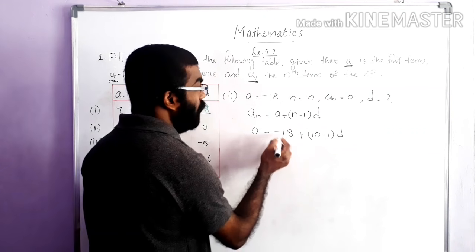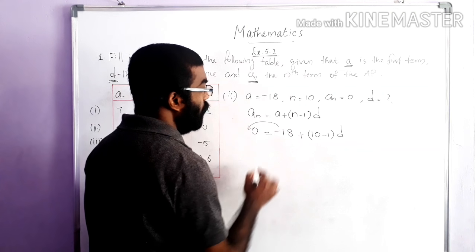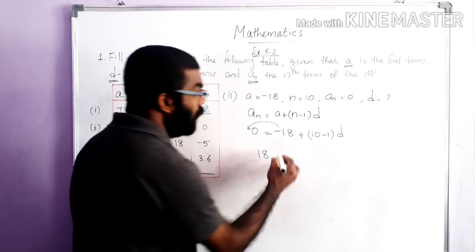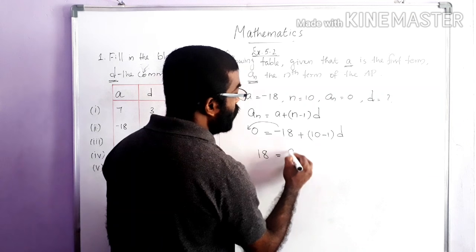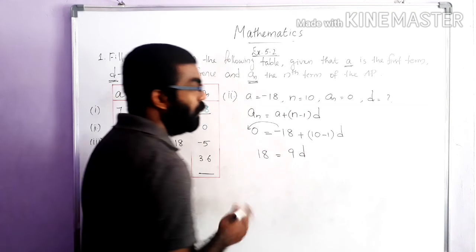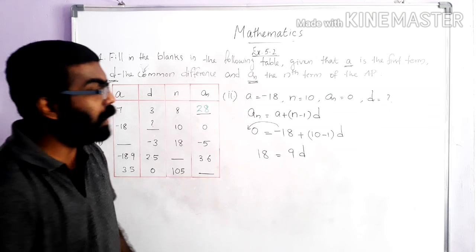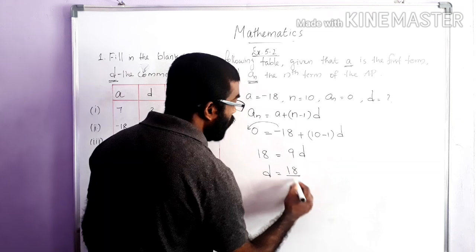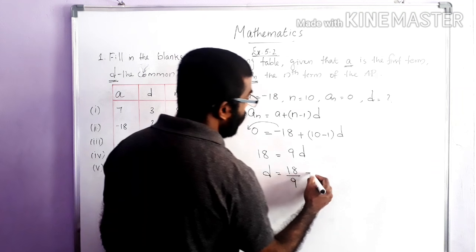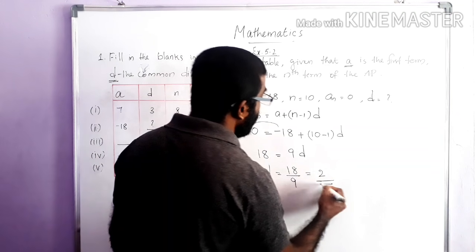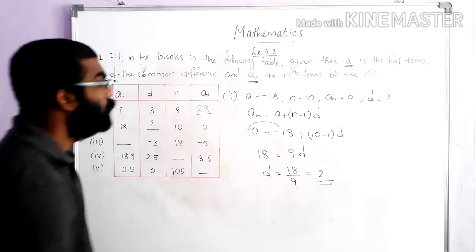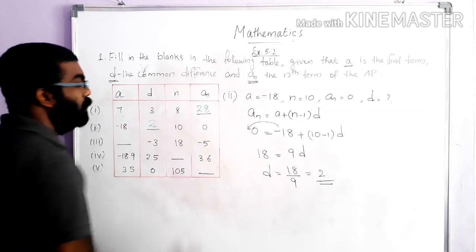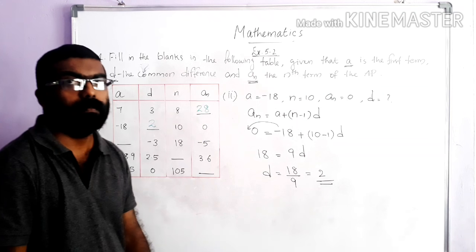Now minus 18 we can take to the left side, it becomes plus 18. 0 plus 18, that is 18 equal to 10 minus 1 is 9, 9D, or 9D is equal to what? 18. So from this D is equal to 18 divided by 9, and 18 by 9 is what? 2. So the value of D is 2. D is what? 2. Clear?